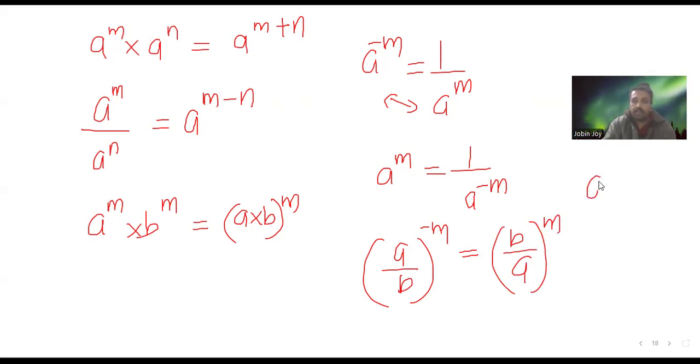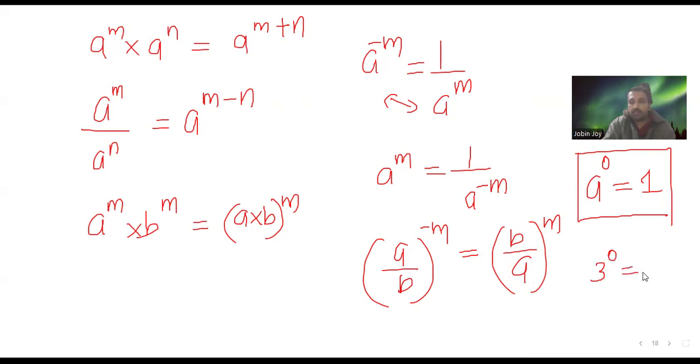Okay. Then any number raised to 0 is equal to 1. For example, 3 raised to 0 is equal to 1. 1000 raised to 0 is equal to 1.